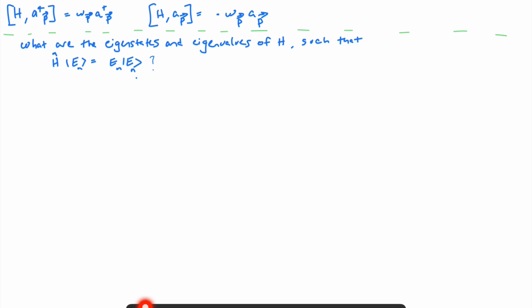Now we're finally getting to the question that we've been asking for the last few lectures. What are the eigenvalues and eigenvectors of H? In other words, we want to find those vectors E sub n such that the H operator applied to E sub n gives me E sub n multiplied by some constant called its eigenvalue.